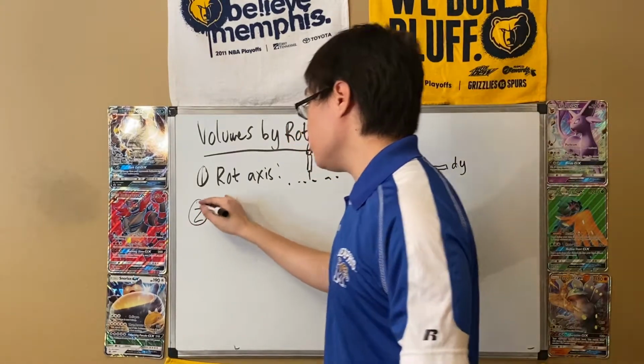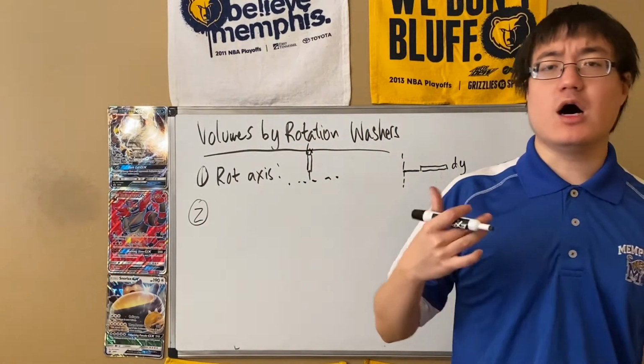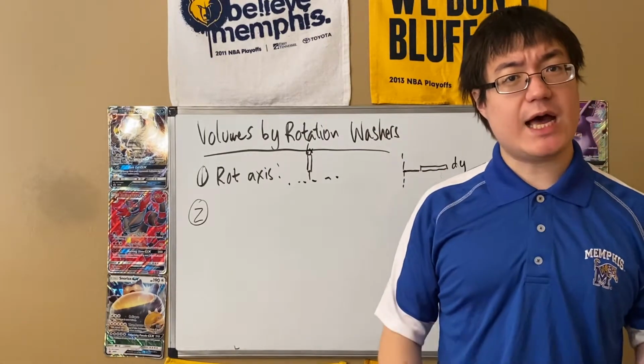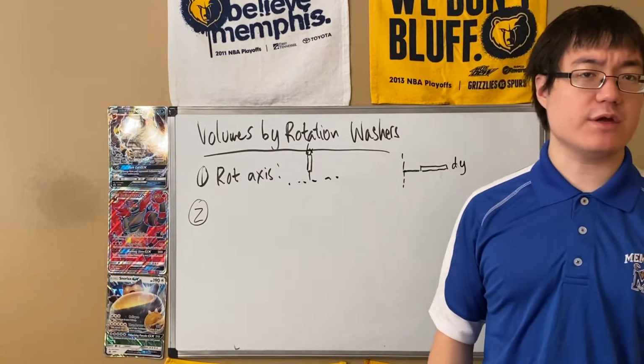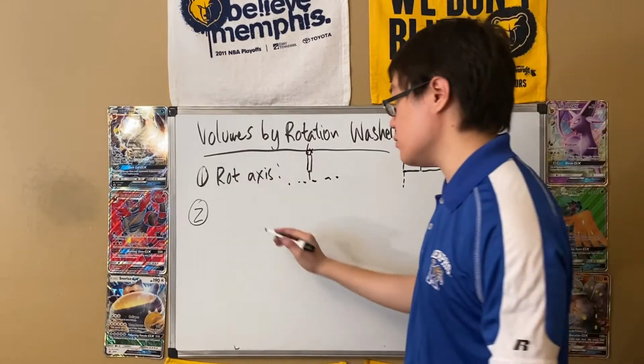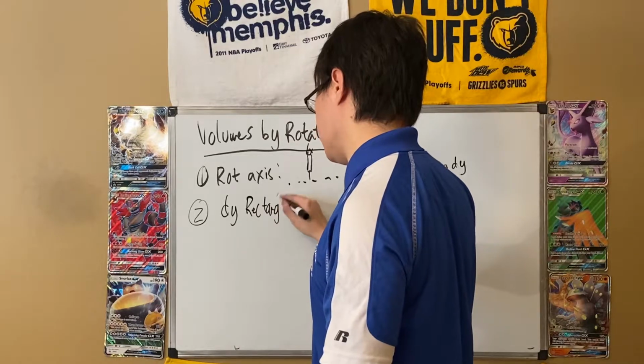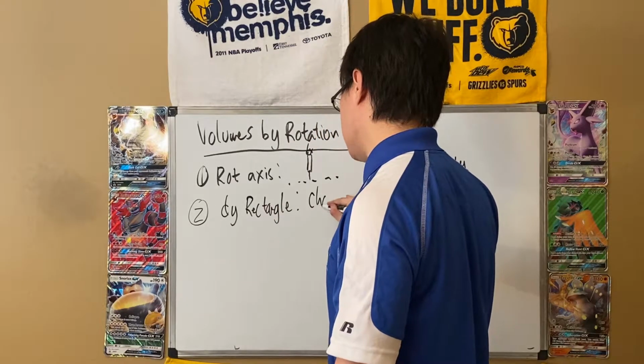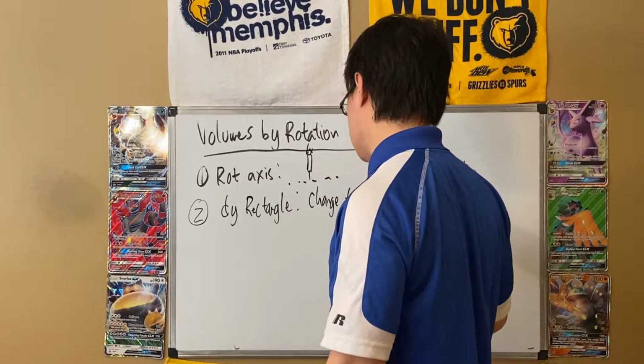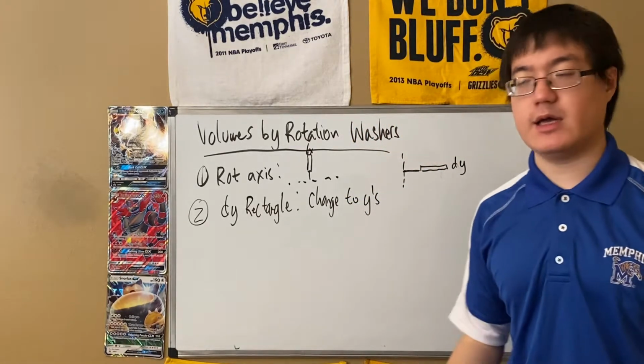So in step 2, you do the same thing as in your disk cases. If you have things in terms of y's, you need everything in terms of y's. So if you draw a dy rectangle, just change everything to y's. You might as well, you're going to have to do it eventually. So change to y's. That of course doesn't happen with a dx rectangle.